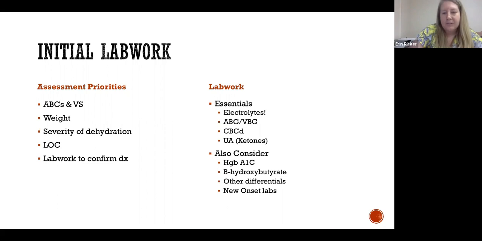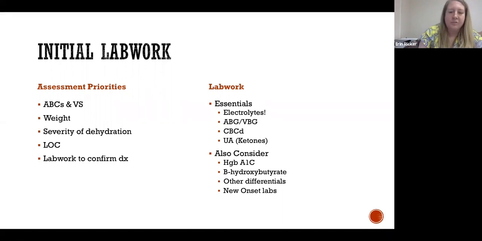The labs that we want to send for, the essentials that we absolutely need, are electrolytes. We also need an ABG and VBG. CBC with differential is often important. The degree of hemoconcentration can help determine their severity. Also, looking for the possibility of infection.